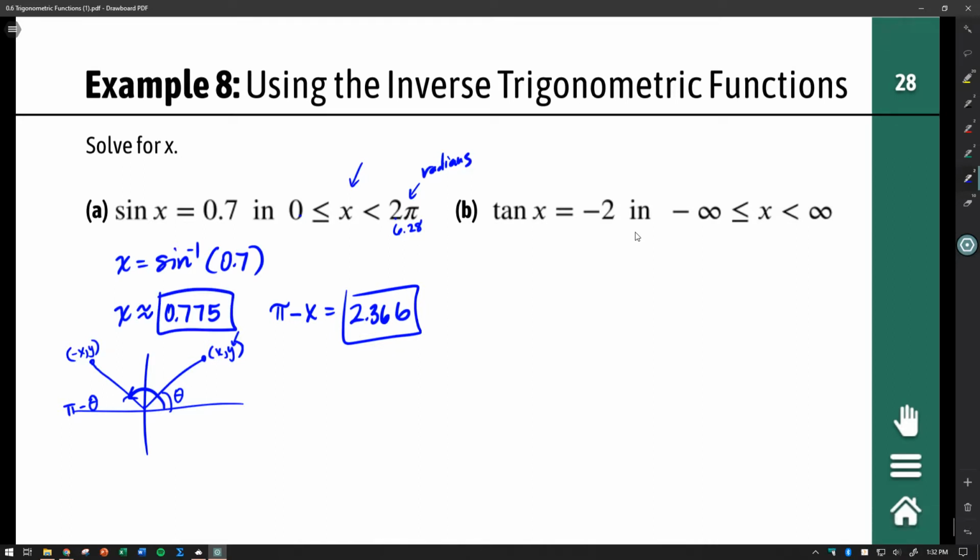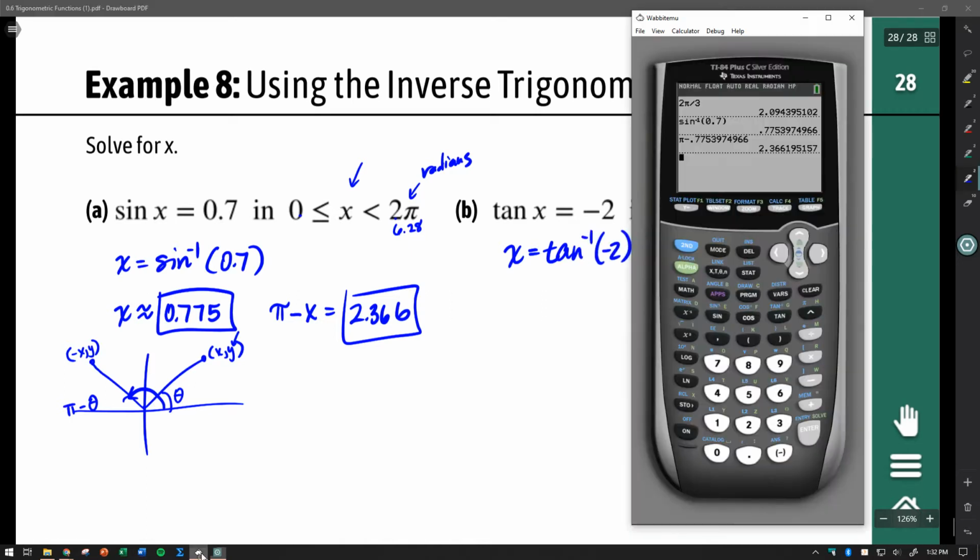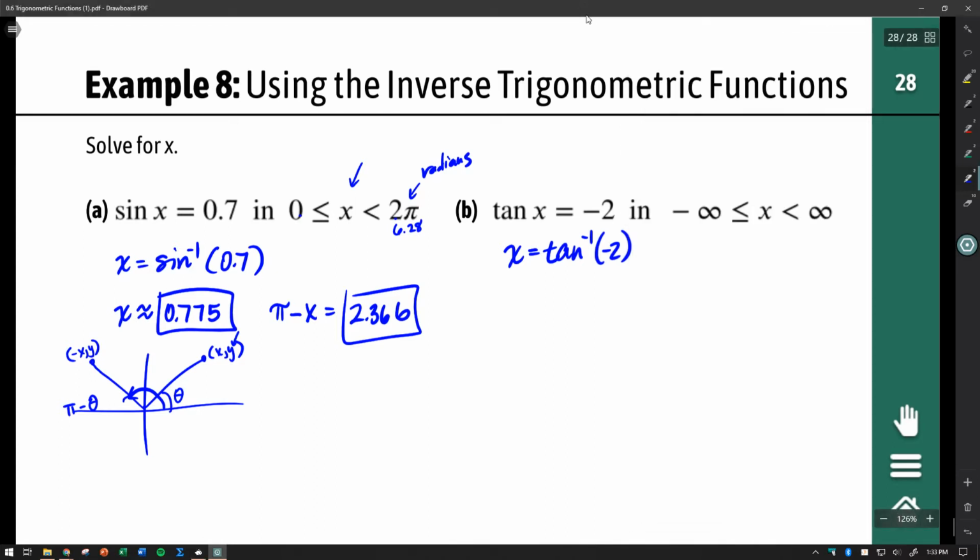Next up here, we have tangent x is equal to negative 2. So that means that x is equal to the inverse tangent of negative 2. And so we can go back to the calculator and we can go second tangent, negative 2. And we're going to get an answer of negative 1.107. And let's see. So that's that value.